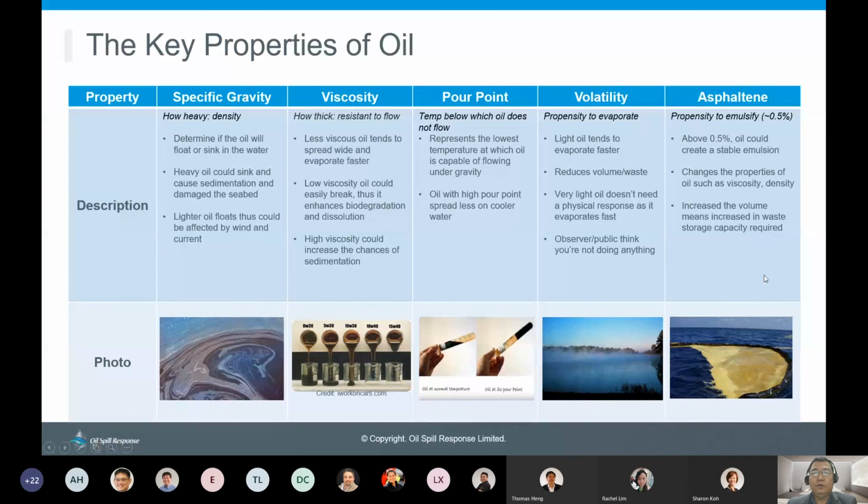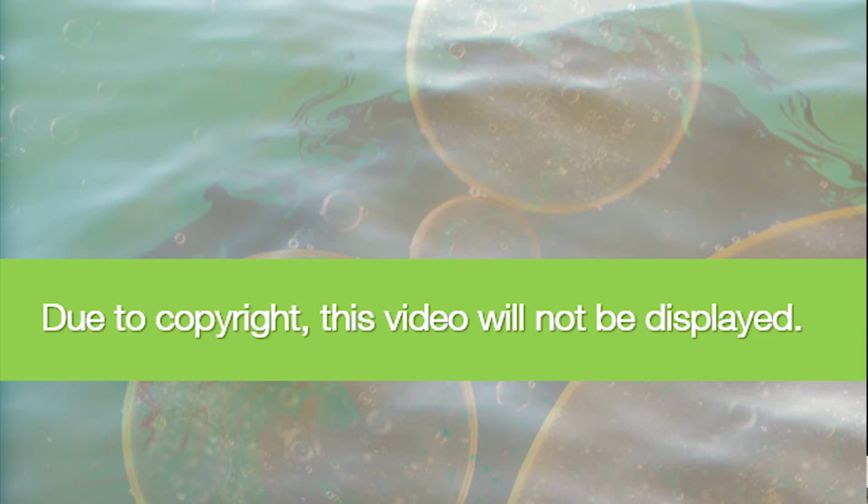The next property I will be talking about is the pour point. The pour point is the temperature below which the oil does not flow. Meaning, it represents the lowest temperature at which the oil is capable of flowing under gravity. Oil with a high pour point spreads less on colder water, since when it hits the colder water, it solidifies and thus will not spread. I'll show you two short video clips to compare the same oil poured into warm and into cold water.